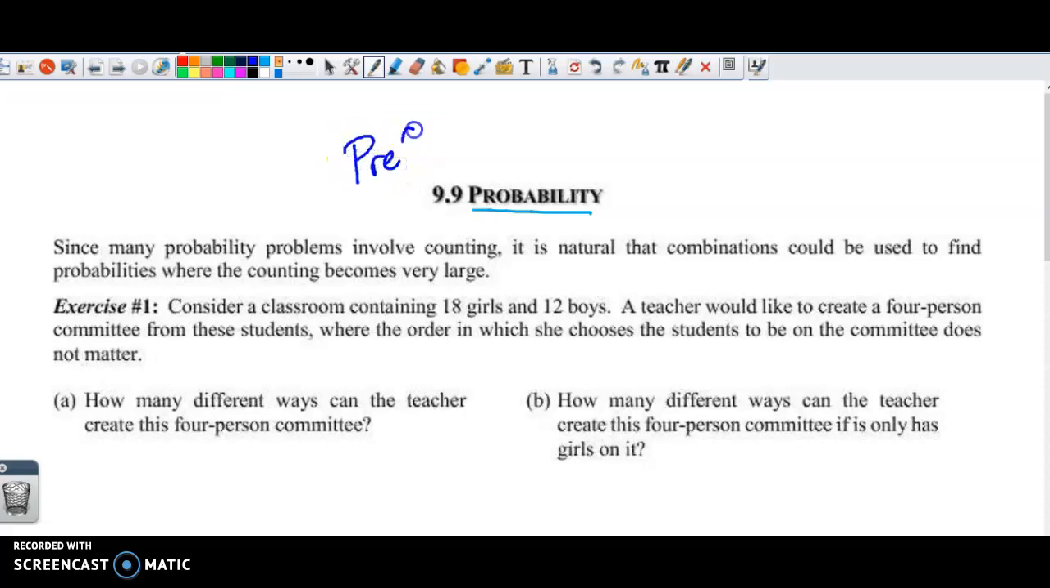Hey Precalc, I accidentally started doing your homework as my notes. Didn't dawn on me until, anyway.